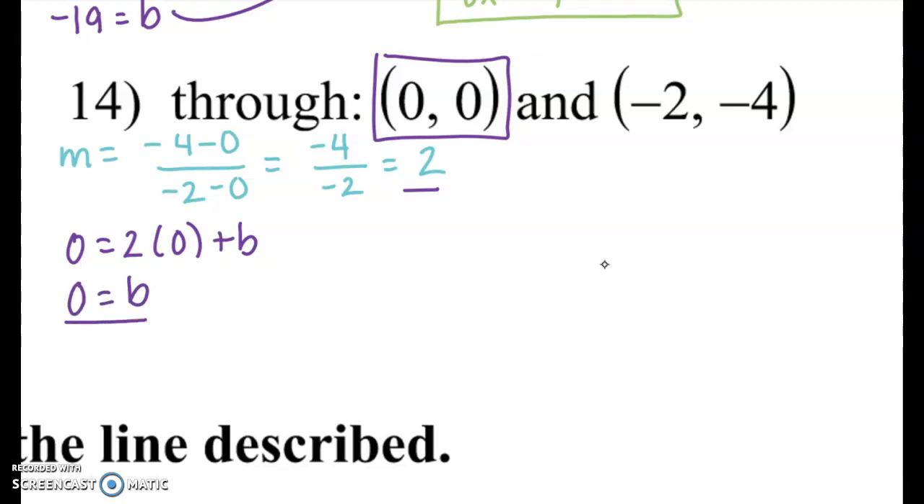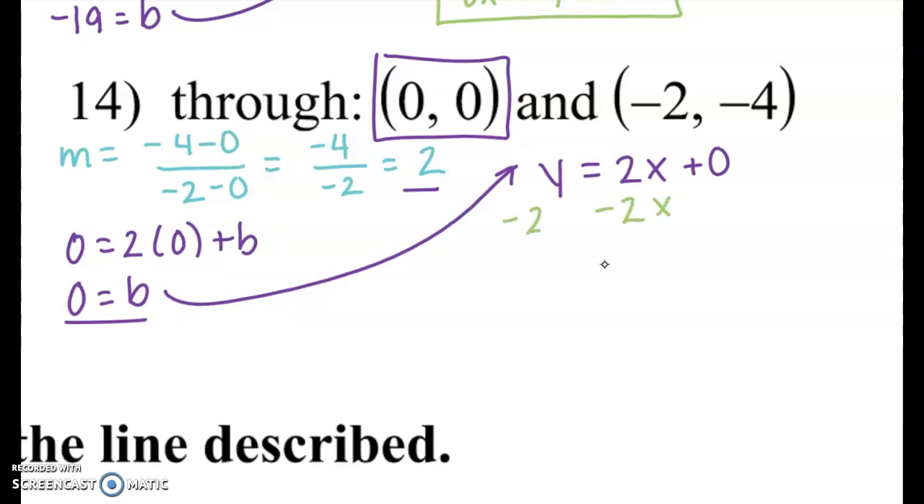Okay, so I take that, I take my slope. We're going to write the equation of our line. So y is equal to 2x. Remember I said you can write the plus 0, but you do not need it. So then to rewrite this into standard form, I'm going to subtract 2x from both sides. So negative 2x plus y is equal to 0.